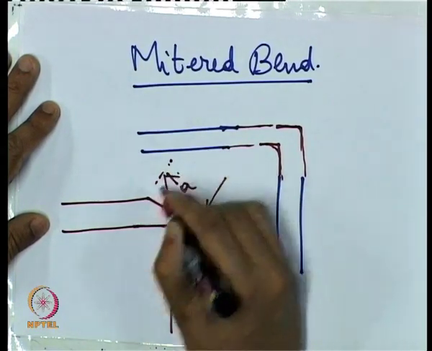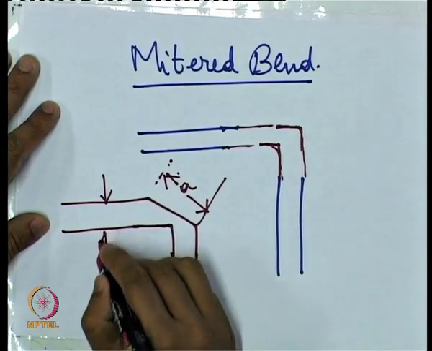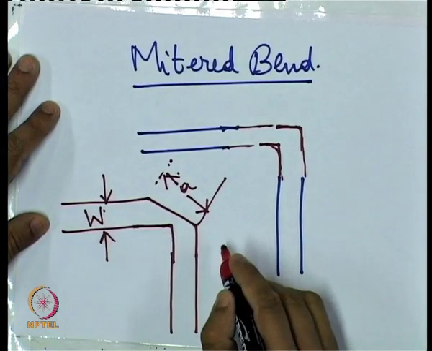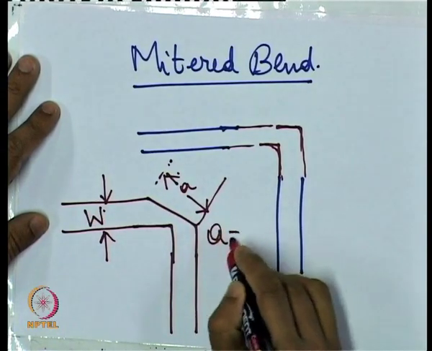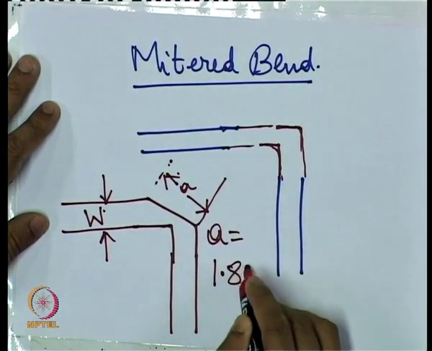And again, the rule of thumb is, suppose W is the width of the transmission line and A is the length of this section, then A should be equal to 1.8 W.